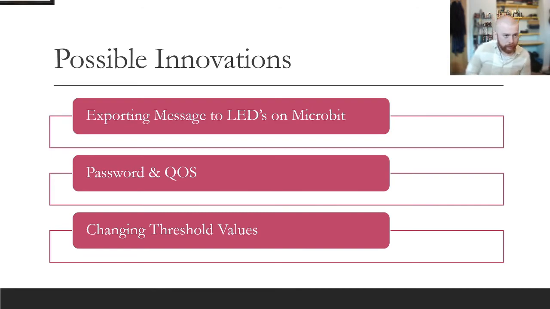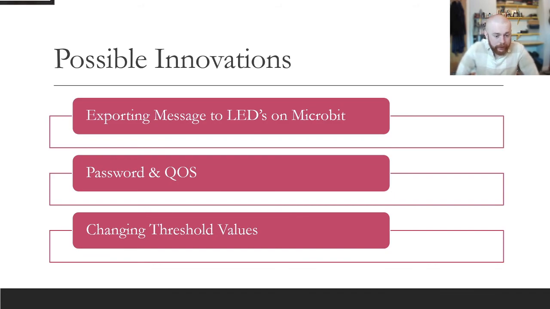Setting up a password and quality of service. The password is for security. You might not need the best quality of service depending on the application, if it's not essential or anything like that. So you can set this up, and there's lots of documentation on how to do it. Debugging, I don't really have a lot of time, so unfortunately it's not implemented.